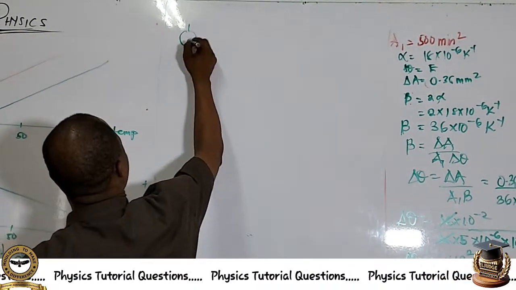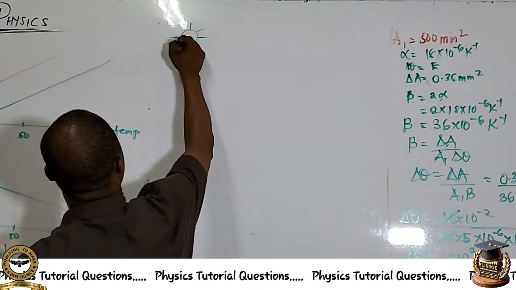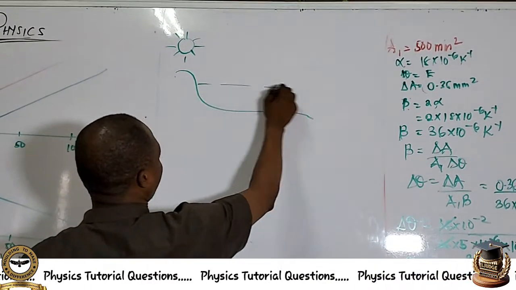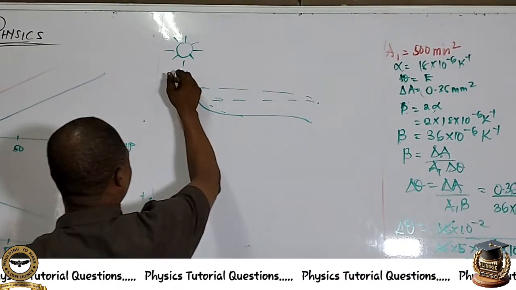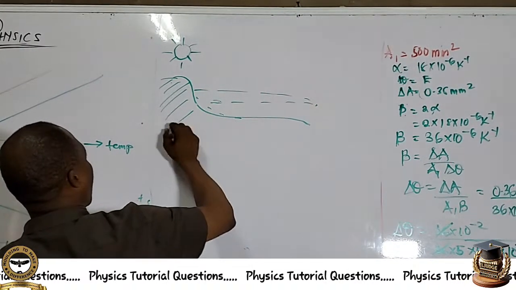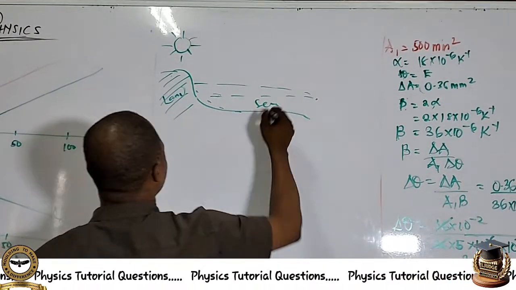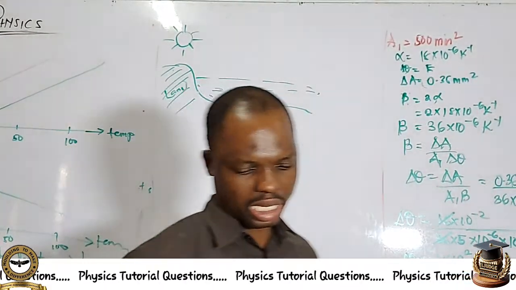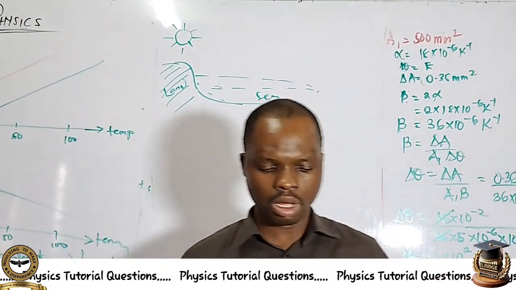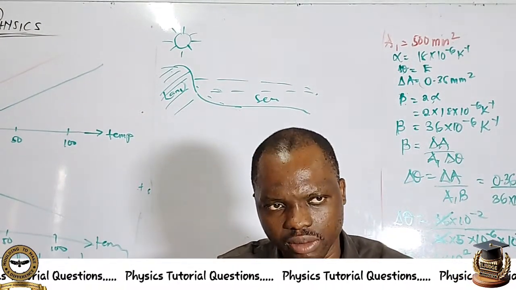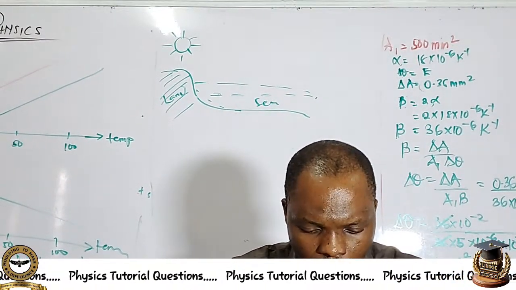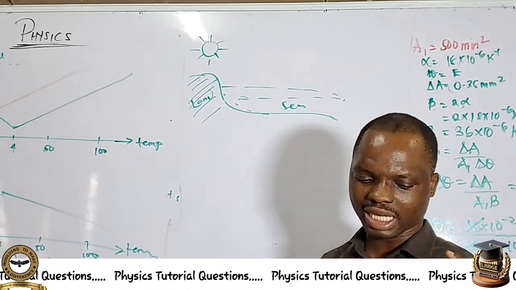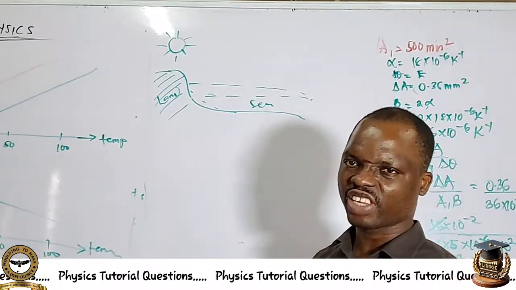During the day, let's have this as the sun, and this is the land, this is the water body, this is the land, this is the sea. During the day, the land gets heated up more quickly than the sea, because the land is a better absorber of heat than the sea, and the land also has a lower specific heat capacity.